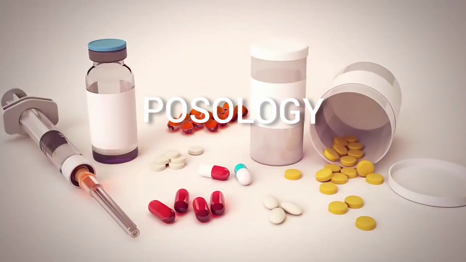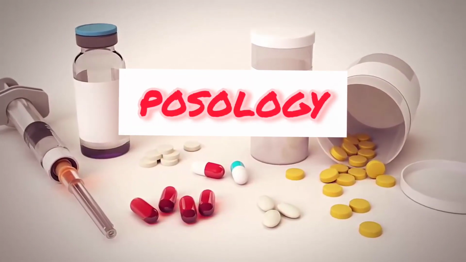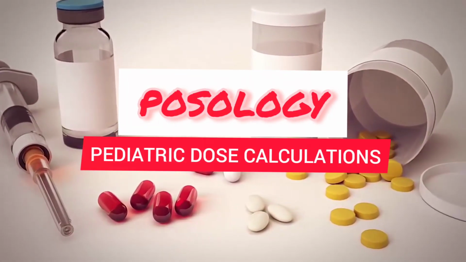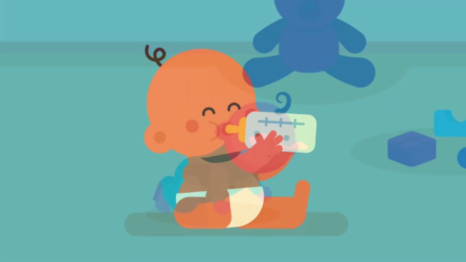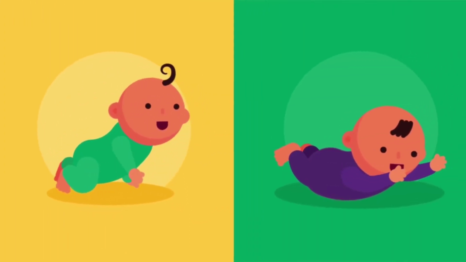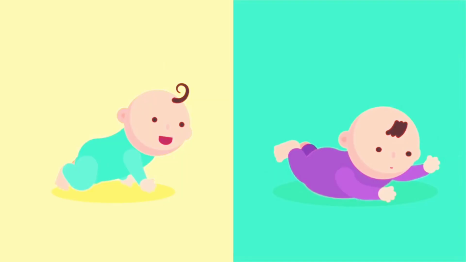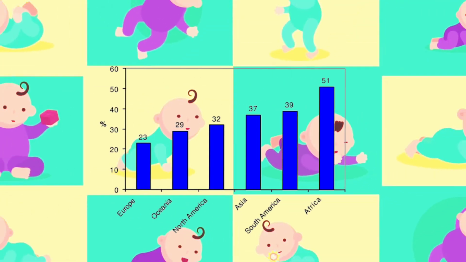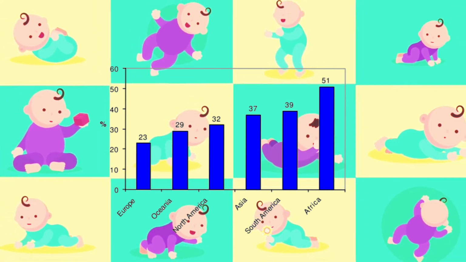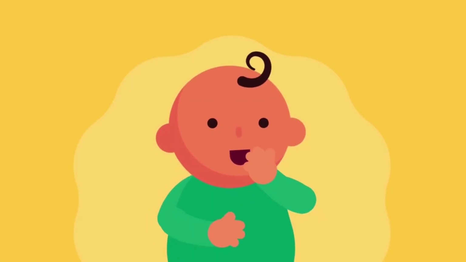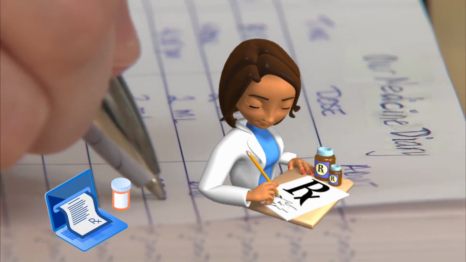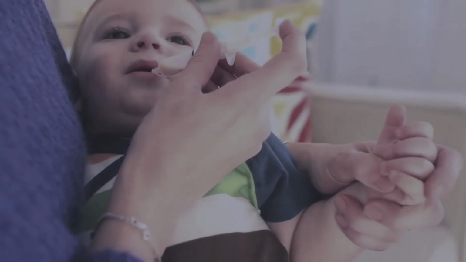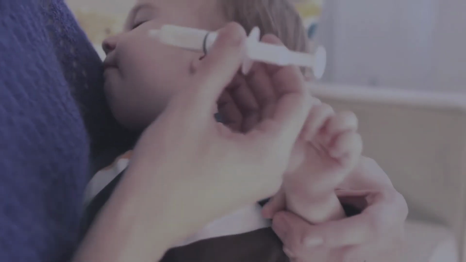Hey everyone, today we are going to discuss the topic Posology, specifically pediatric dose calculations. The term pediatrics in general refers to the branch of medicine dealing with children and their diseases. About 23 to 51% of the global population constitutes pediatrics. Around 30% of the prescriptions received in a clinical pharmacy constitute pediatric population-related doses.